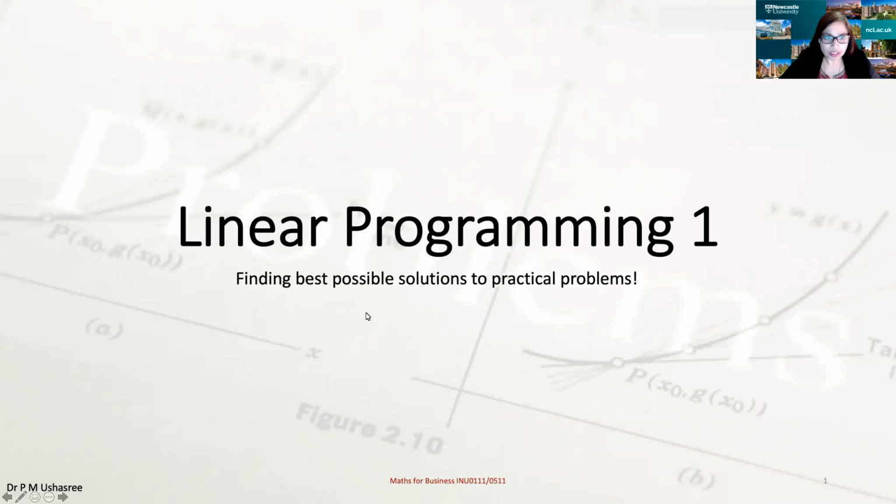In one single sentence, linear programming is nothing but finding the best possible solutions to practical problems. It's a technique used to find the best possible solution to practical problems. So it's basically an optimization tool.